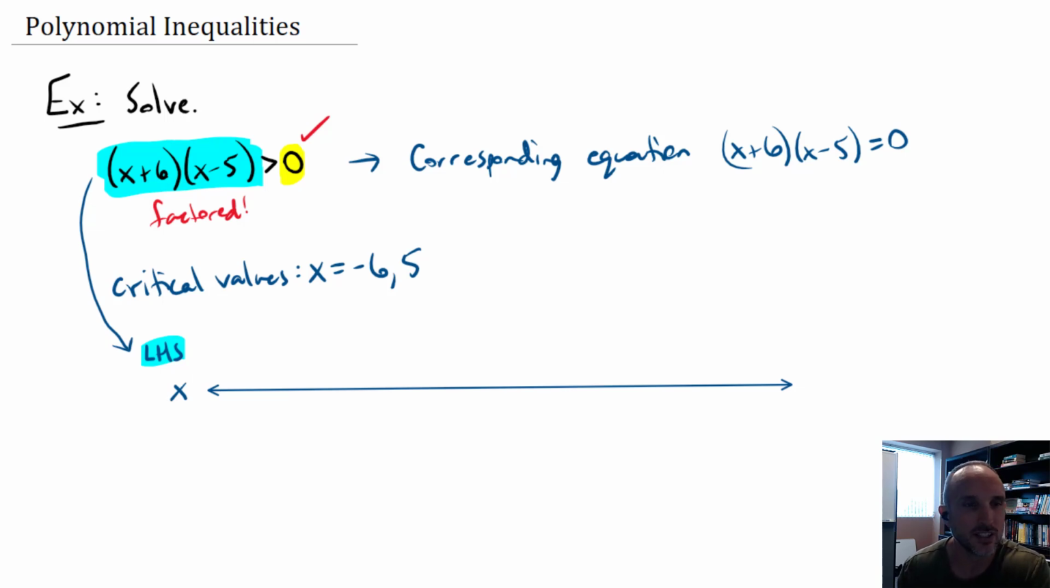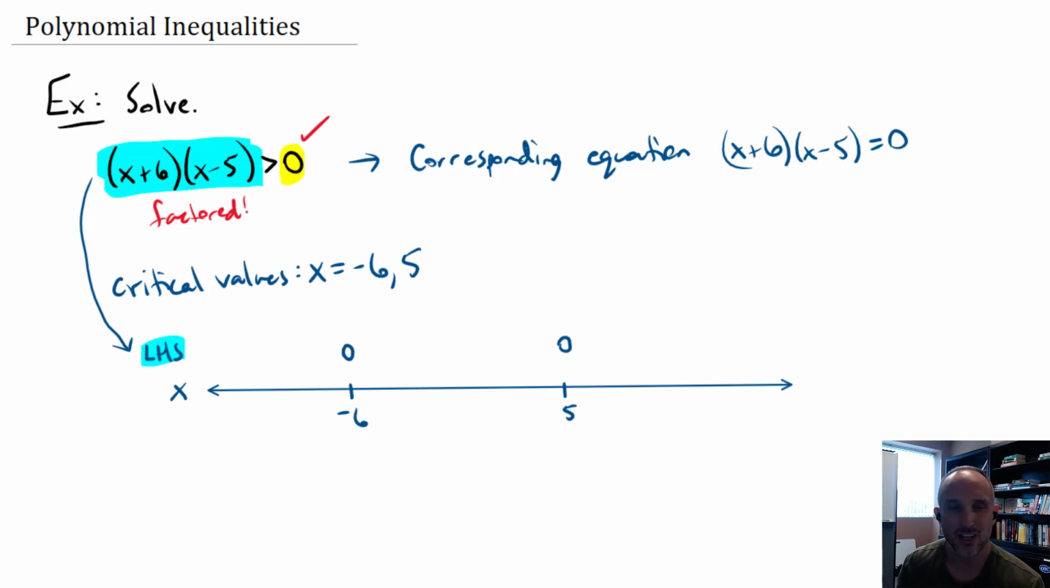So let's get started. So let's cut our number line at the critical values, negative 6 and 5. Make sure to do these in the right order. Negative 6 is to the left of 5. And we know that if x is negative 6, if I plug that into the left-hand side, it is 0. So I'm going to put 0 here. And if I plug in 5 for x, the left-hand side is also 0. Okay. Now what I need to do is look at values in between the critical points.